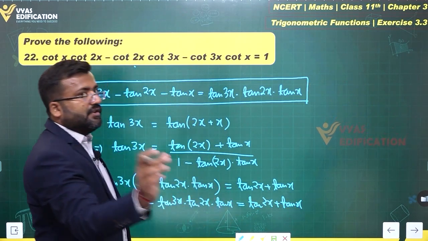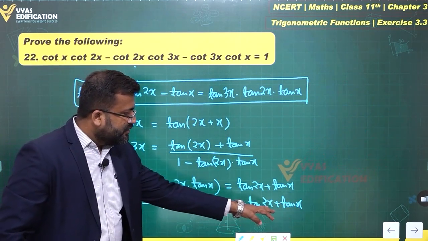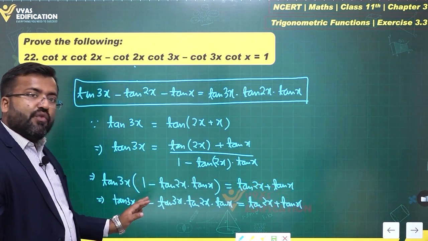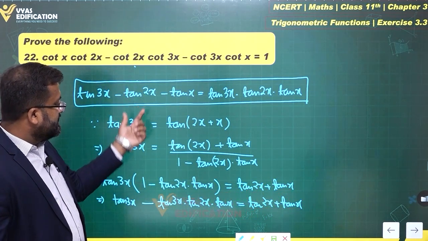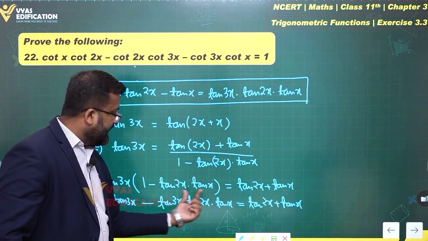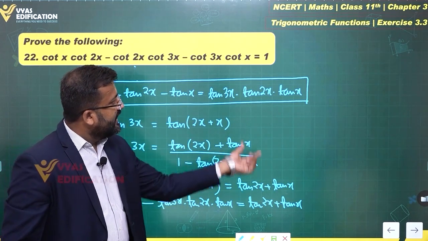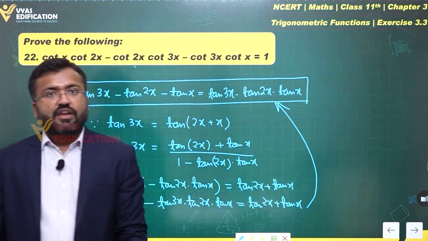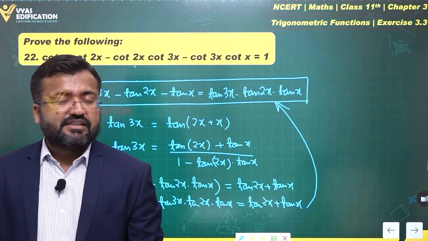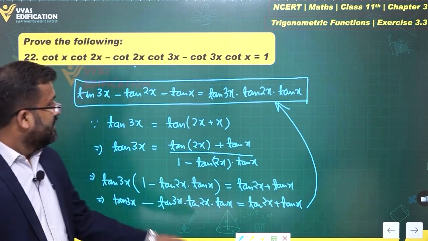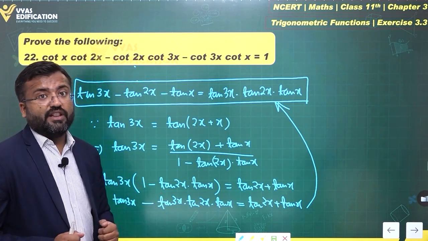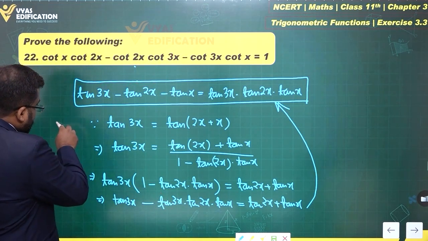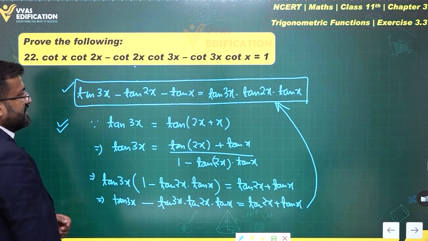Can you observe that these two terms are in addition? We can bring them over here. They will convert to this, and this tan 3x into tan 2x into tan x, which is in the negative, will go over there and it will become this. So from here I'll reach this stage. Is that okay? Yes. We started from here and finally reached this stage.